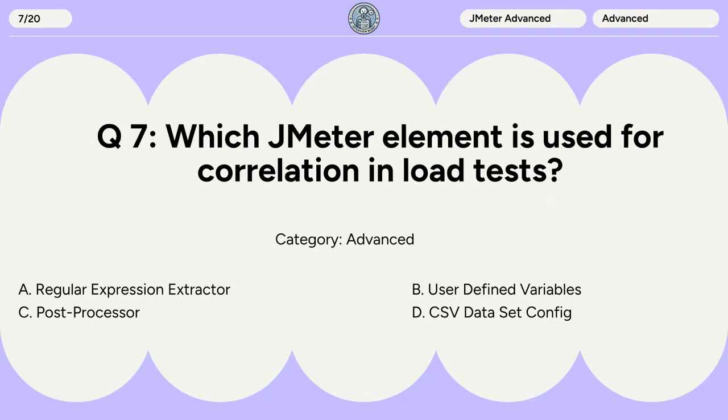Question 7. Which JMeter element is used for correlation in load tests? A. Regular expression extractor. B. User-defined variables. C. Post processor. D. CSV dataset config.